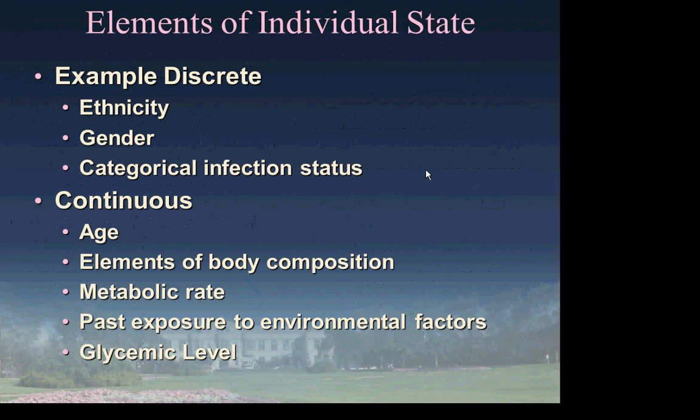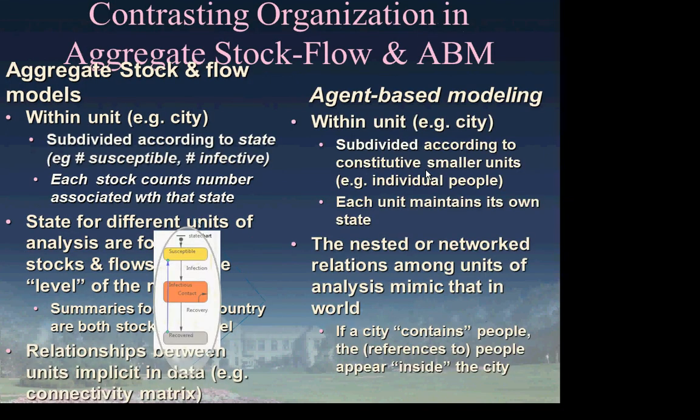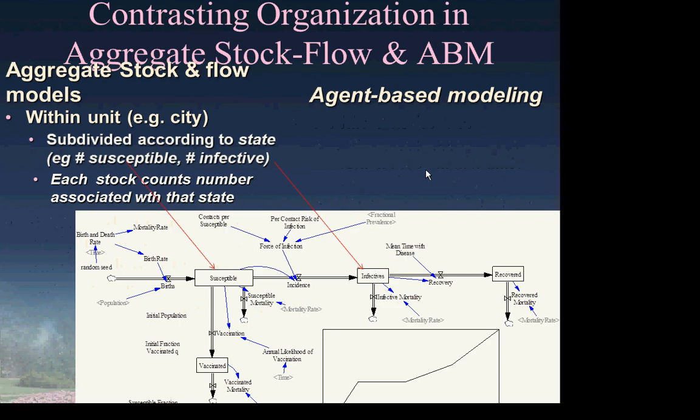Now, very importantly, within a system dynamics model, people are subdivided according to discrete state, right, or discrete characteristics. So we had people divided up into categories. That was how we captured heterogeneity as well. If we wanted males and females, we'd have male susceptible and female susceptible.